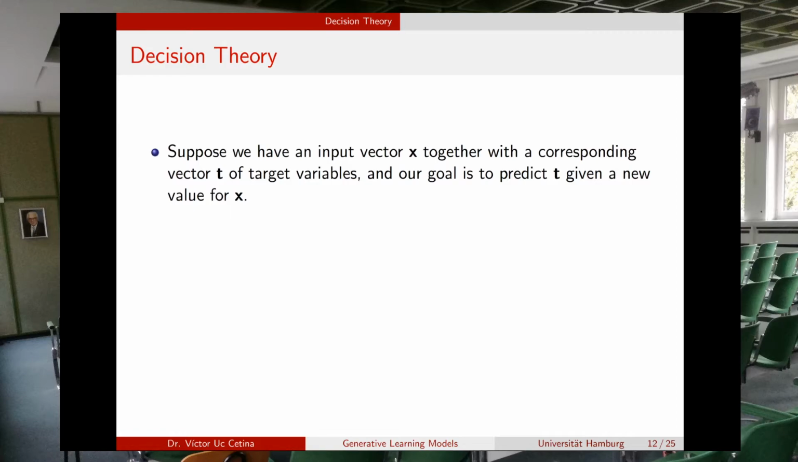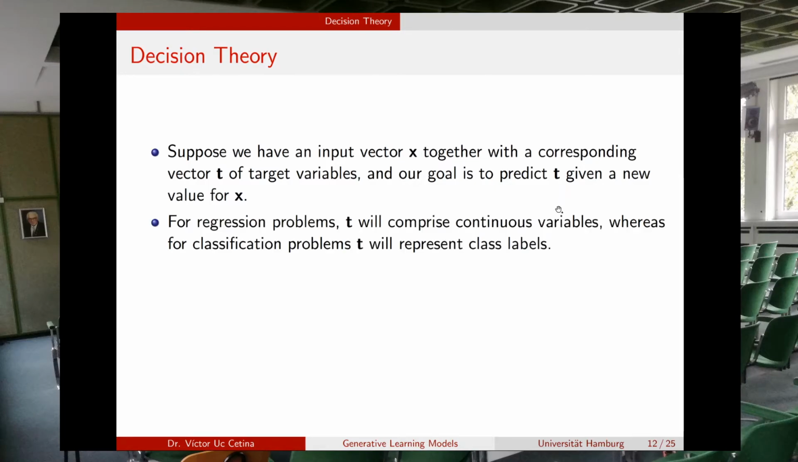Now I will talk about some specific points regarding decision theory that are very useful to know when we are implementing classifiers. So suppose that we have an input vector x together with a corresponding vector t of target variables, and our goal is to predict t given a new value for x. For regression problems, this t will be a continuous variable, and in classification this t will represent a class, just a label.